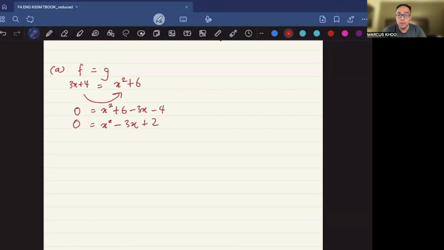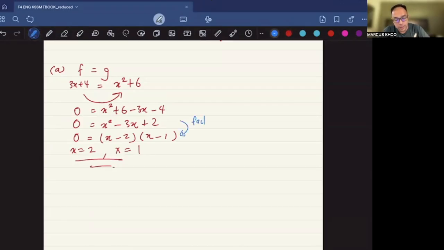So this one, I hope that you remember this from Form 3. If not, then we will take some time to do this. But 0 equals x minus 2, and this will be x minus 1. And this will give you x equals 2 and x equals 1. Our two answers over here. In case you're not familiar, this step is called factorization. The factorization step is something that you have actually learned in lower form. It's a skill that we will always use in maths.